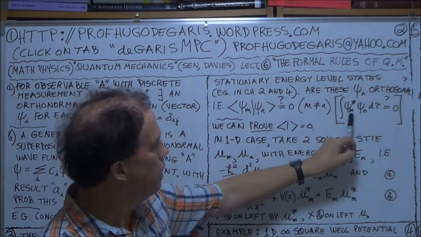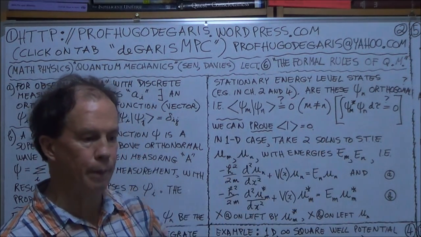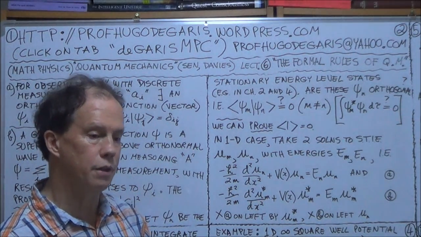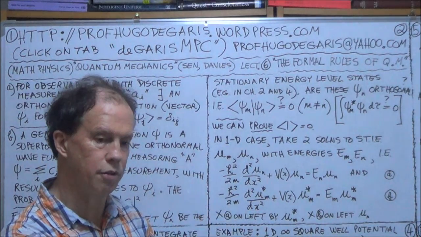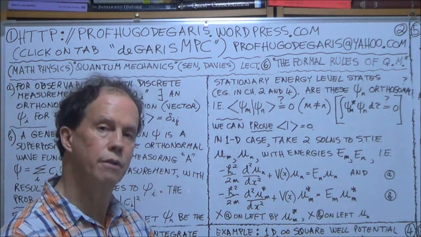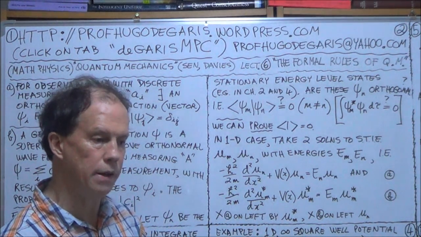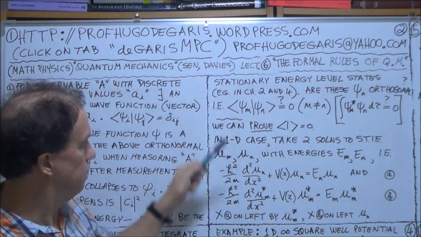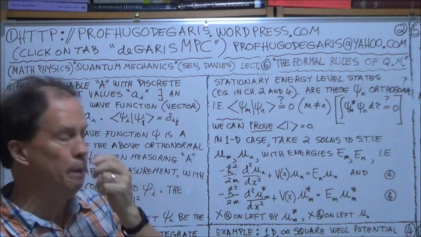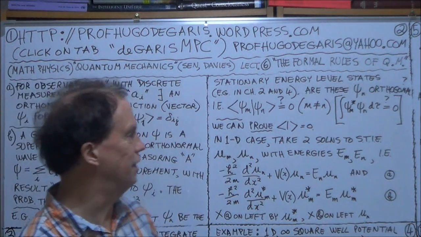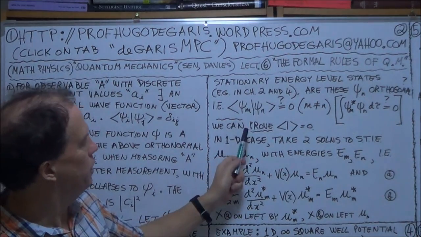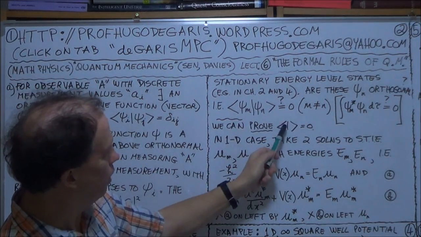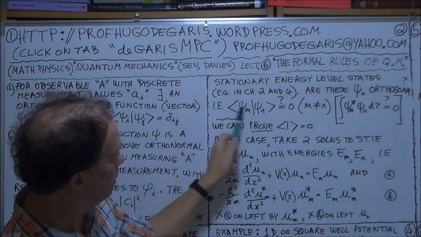So if psi m and psi n are two wave functions corresponding to two different discrete energy levels from your Schrödinger equation, are they orthogonal? That's the question. So we will now prove that they are. Surprise, surprise. We'll now prove that this bracket, which I haven't bothered writing in these terms, is just this.